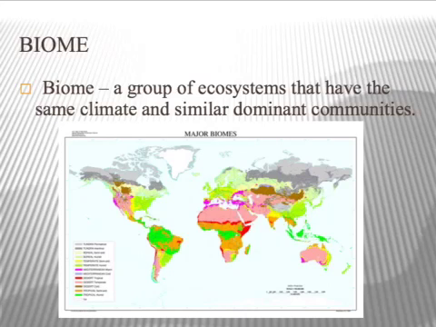Biome, this is our new one. A biome is a group of ecosystems that have the same climate and similar dominant communities. So remember, these communities are these populations, these species that are interacting in a specific area. And again, you can just look at the map here. It gives you an idea of some of the major biomes that are in the world today. So this is our new one. It's that step above the ecosystem and a step below the biosphere.